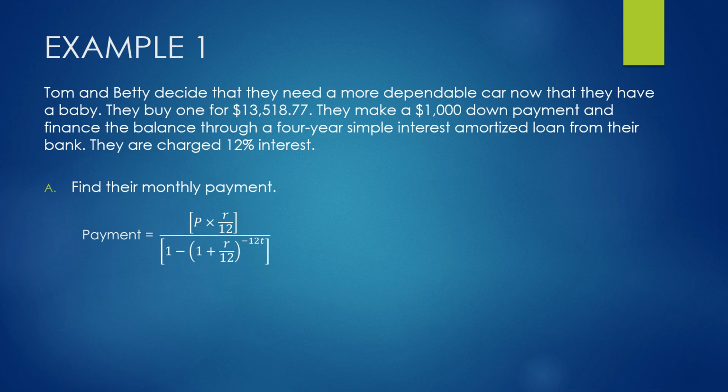This is kind of a tricky one. They won't be this tricky on the homework or the test. They buy the car for $13,518.77, but they make a $1,000 down payment. So we're going to take $1,000 right off the top. We're taking our sticker price minus $1,000. So this is how much they're actually financing. That's the principal. So the principal is how much you finance. They financed this car for $12,518.77. That's P.